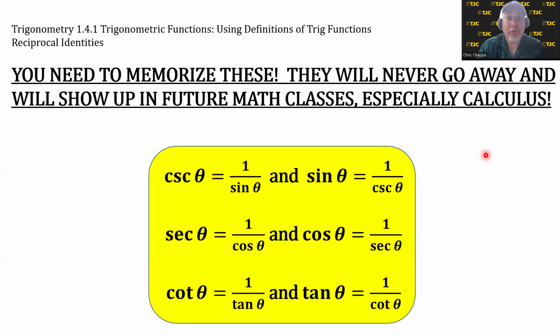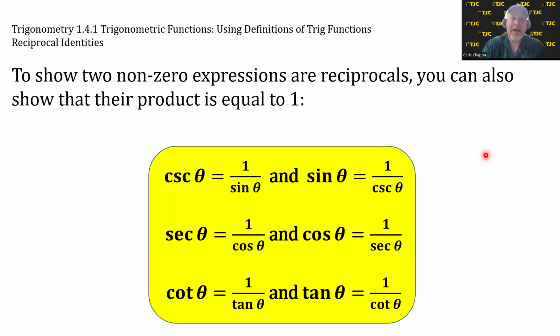You need to memorize these. They will never go away and will show up in future math classes, especially calculus, and especially trigonometry. Now, it looks like 6 equations, but the truth is it's only 3, and each one comes in 2 varieties. However, we can shrink it down to 3 equations.